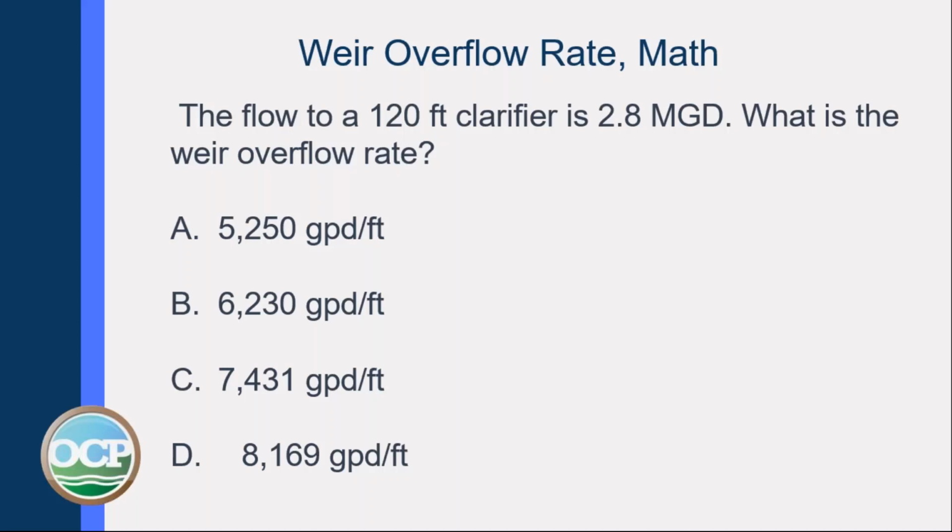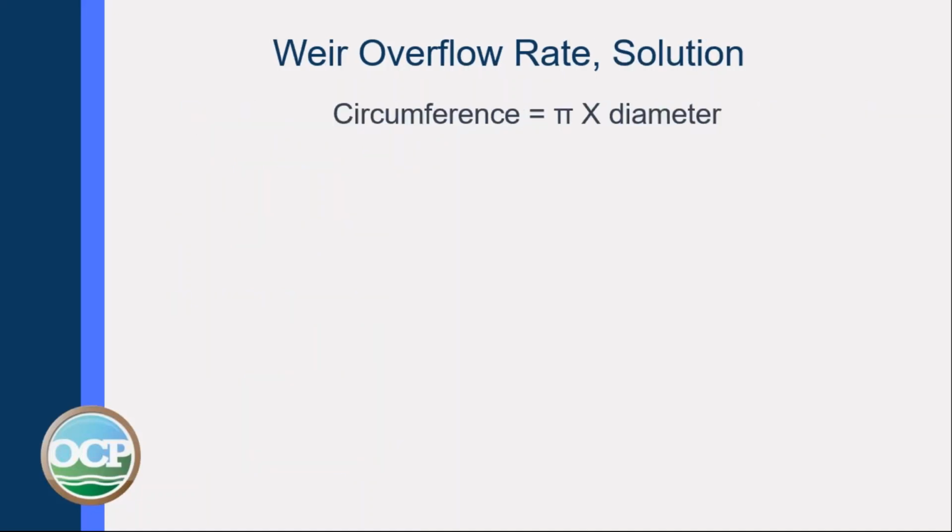Okay, what did you get? What's the weir overflow rate? How many gallons per day per foot of weir? Correct answer is C, 7,431 gallons per day. Again, you have to calculate the circumference to get the length of weir. Since it was a round tank, we only gave you one number, which means the tank is round. So it's pi times diameter.